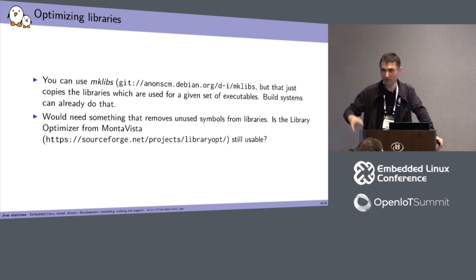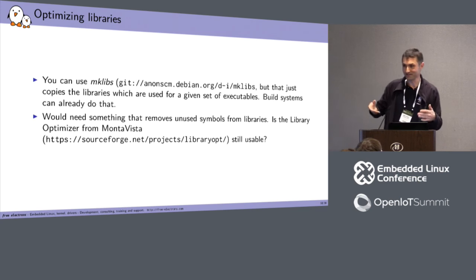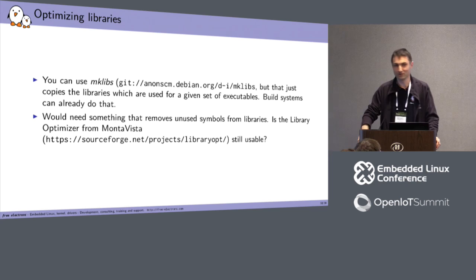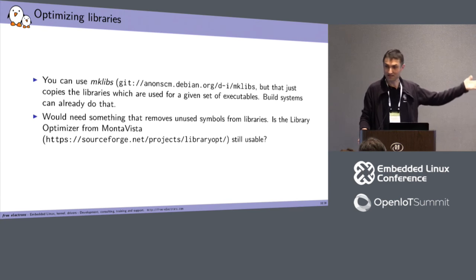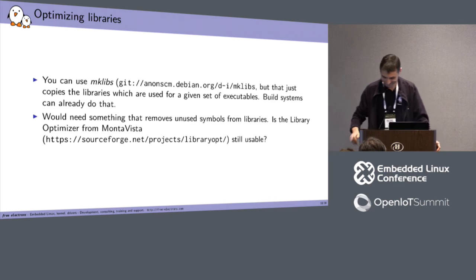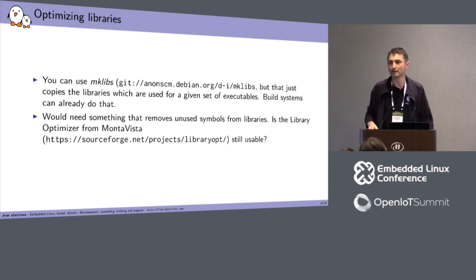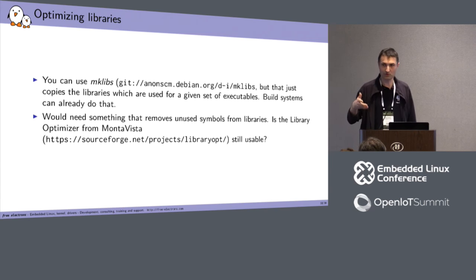Another way, of course, is to have a big static executable that just contains the parts of the libraries that you need. If you just need one executable in your system as your main application, you get that as well for free. But if your system is a bit more elaborate, like you have multiple programs, you need shared libraries, and therefore you might want to reduce the size of libraries.